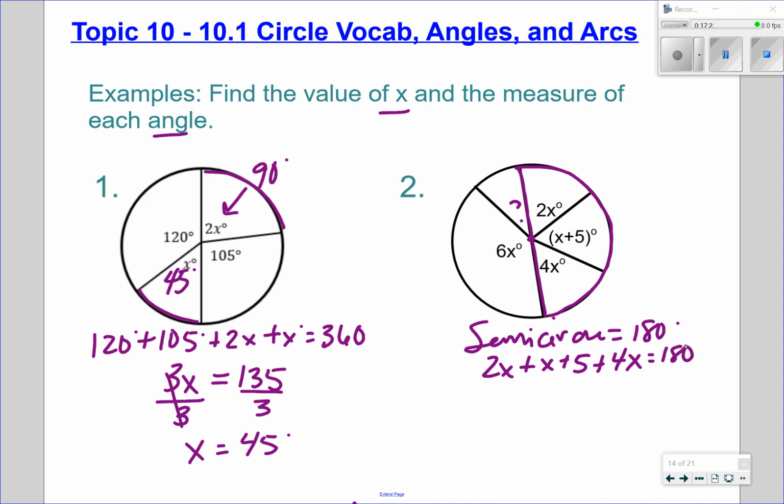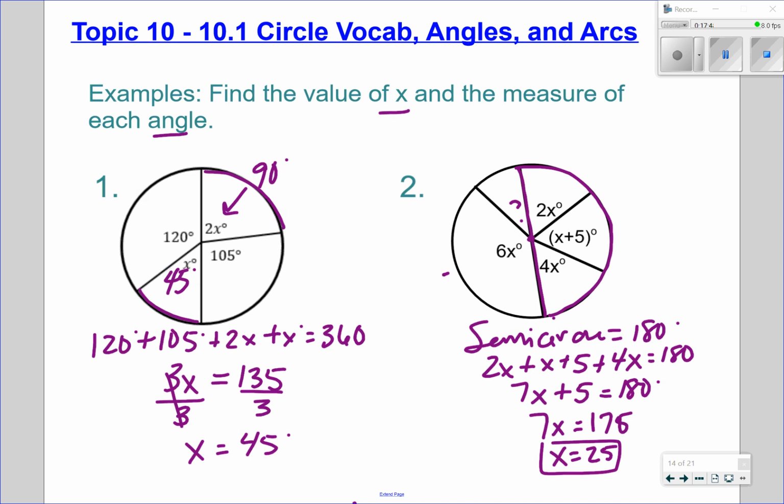If we added those up and combine our like terms, we get 7x plus 5 equals 180 degrees. Subtracting our 5, 7x equals 175. And then if you divide by 7, you get x equals 25. Once we have our x value, we can go ahead and substitute our values in.